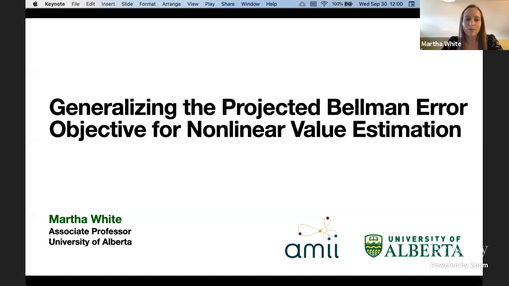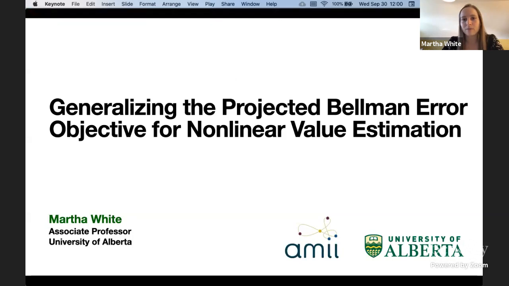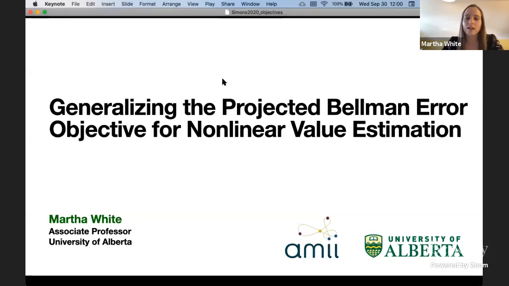So like Mark said, I'm Martha White. I'm at the University of Alberta, and today I'm going to talk a little bit about how we're going to generalize this objective called the projected Bellman error. It's an objective near and dear to my heart, but mostly been used for the linear setting, and how we're going to do that in a nice sound way for the nonlinear setting.